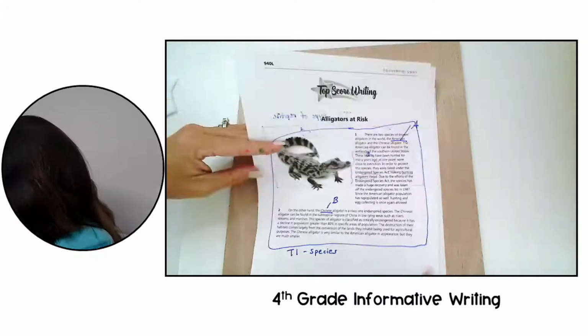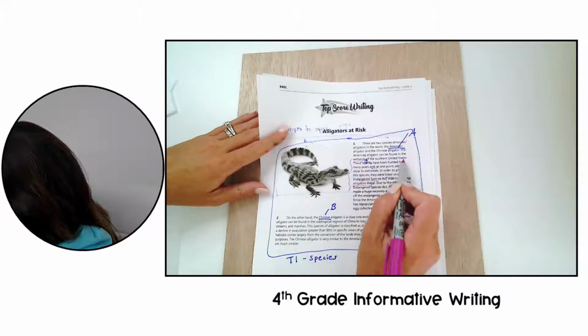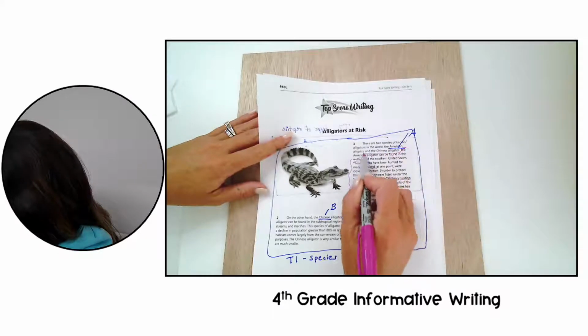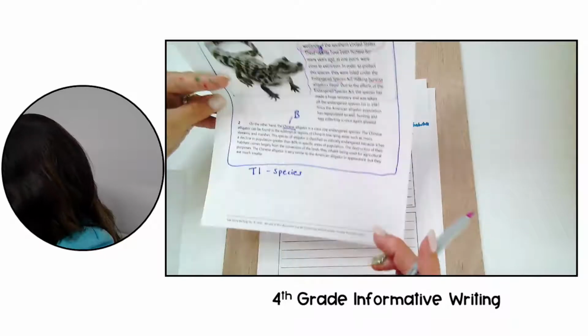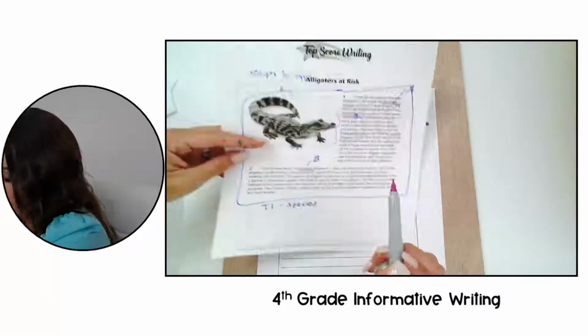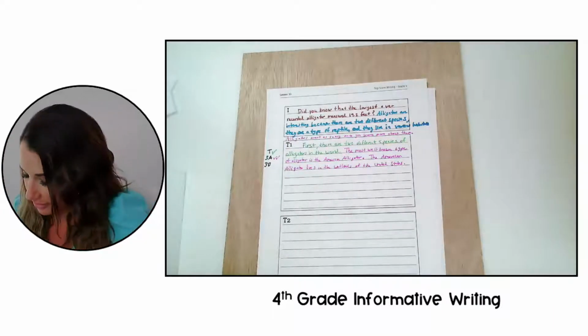Okay? I didn't write exactly. They said the American alligator can be found in the wetlands of the southern United States. I took that sentence and I put it in my own words. I said the American alligator lives in the wetlands of the United States. Okay? That's 2 sentences about A. I need at least 1 more sentence about the American alligator.